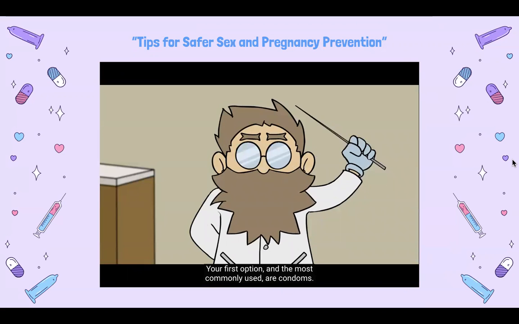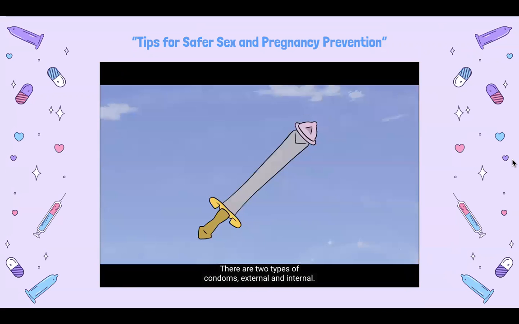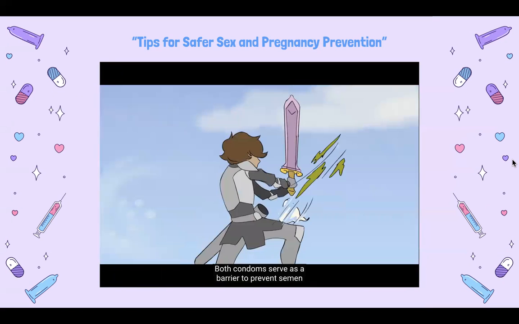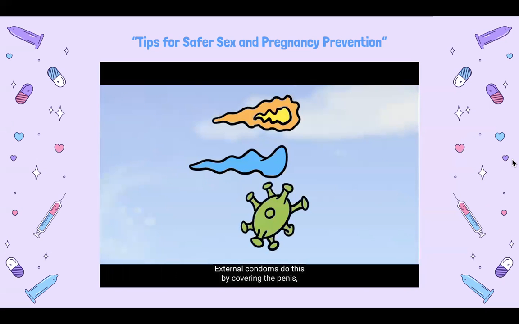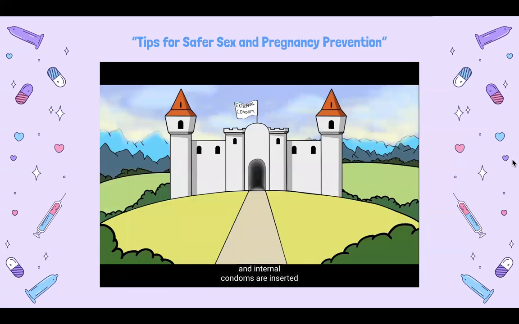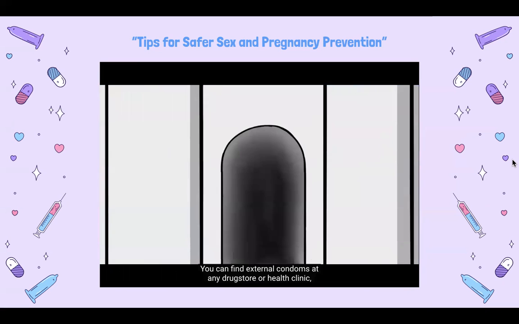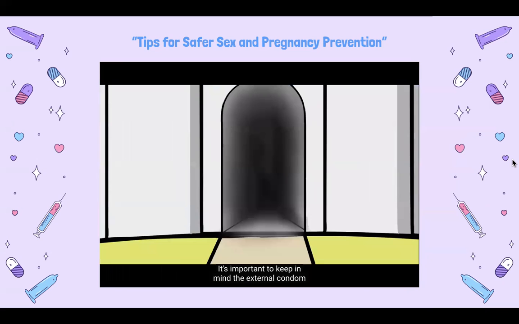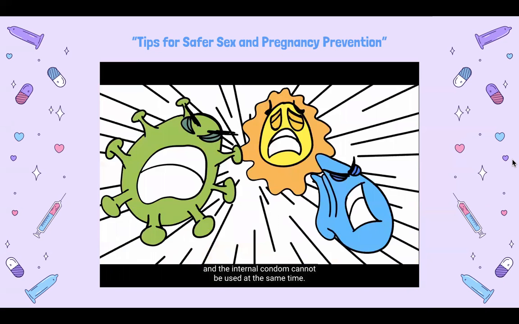Your first option, and the most commonly used, are condoms. There are 2 types of condoms, external and internal. Unlike many other forms of contraceptives, condoms reduce the risk of STIs as well as unwanted pregnancies. Both condoms serve as a barrier to prevent semen from entering your partner. External condoms do this by covering the penis, and internal condoms are inserted into the vagina or rectum. You can find external condoms at any drugstore or health clinic, and internal condoms on websites, local pharmacies, and health centres. It's important to keep in mind that the external condom and the internal condom cannot be used at the same time.